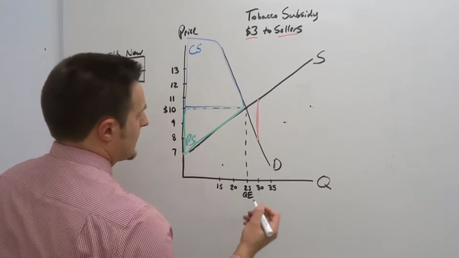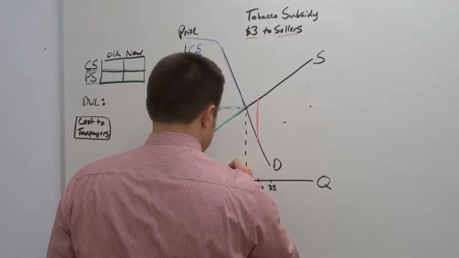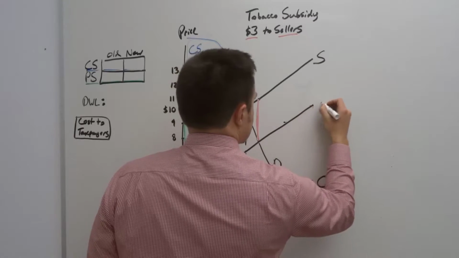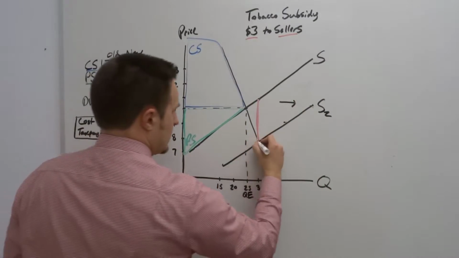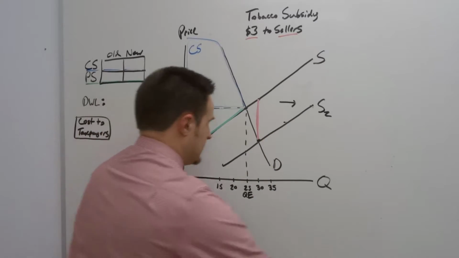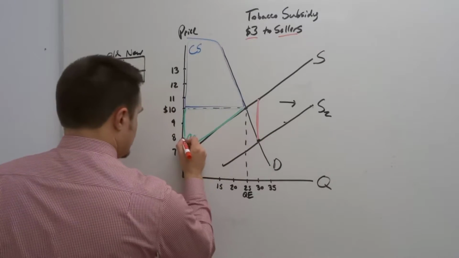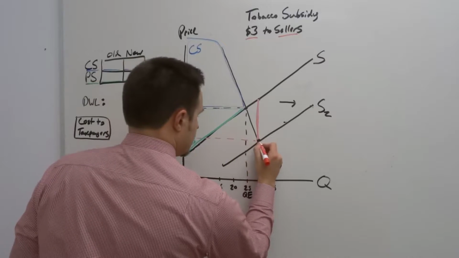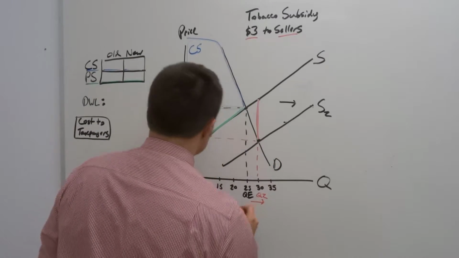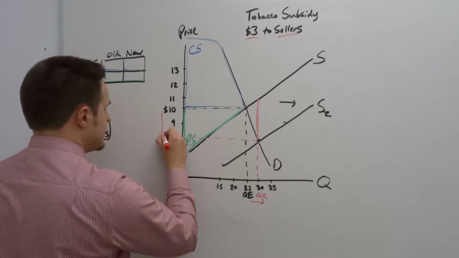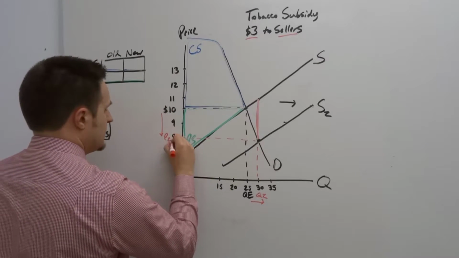Okay, so now what I'm going to do is I'm going to finish shifting my supply curve. So my new supply curve is going to look like this. It's shifted to the right. And my new equilibrium point is going to be here. So I'm going to draw out my new price and my new quantity. So my quantity has increased. My price has decreased to P2.